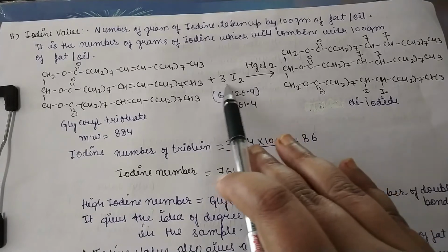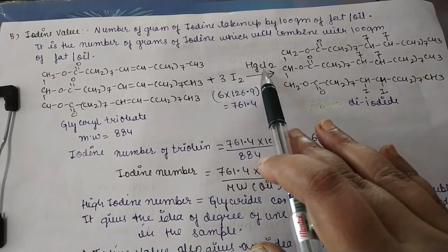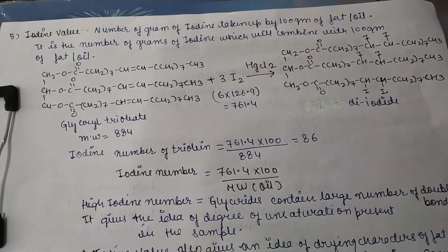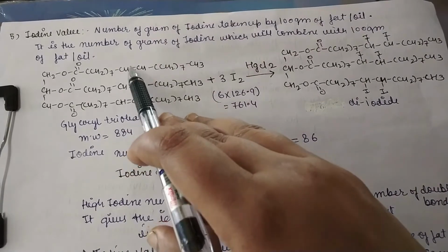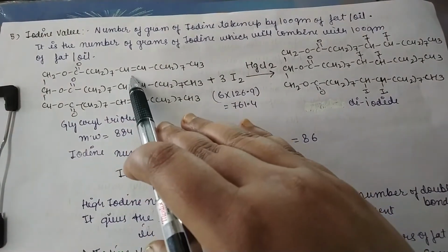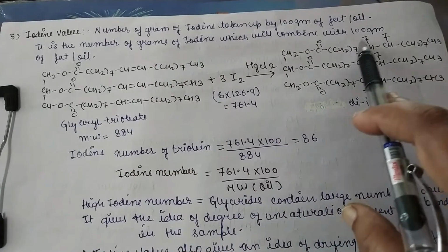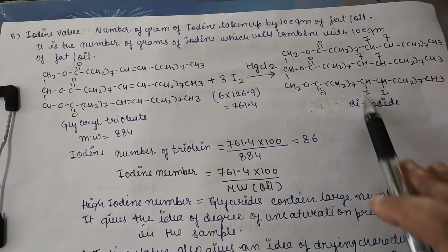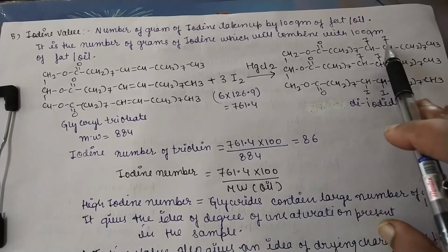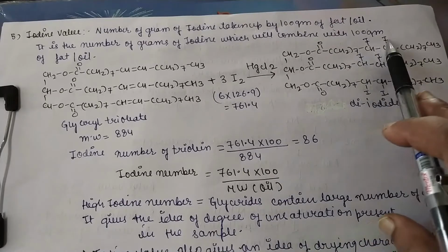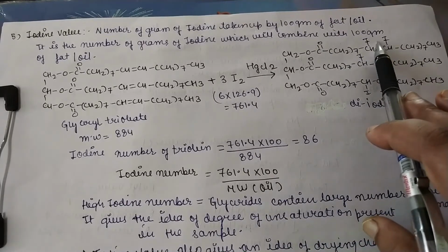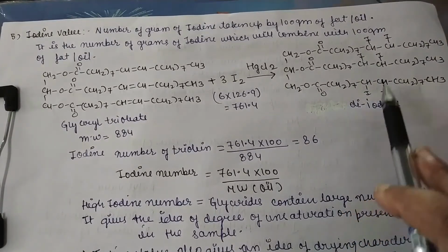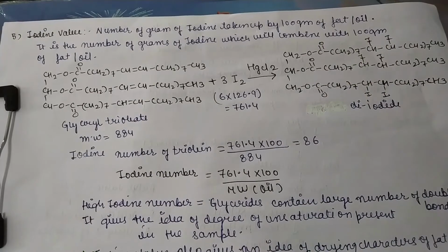It reacts with 3 molecules of iodine in the presence of HgCl2, mercury chloride. It gives a diiodide derivative. This reaction generally occurs in a sample having a double bond. So this double bond will break and iodine will add on these double bond carbons. So you can see the diiodide is formed here. 2 iodine attached to these carbons, again here 2 iodine, here again 2 iodine. So basically a diiodide structure is formed.